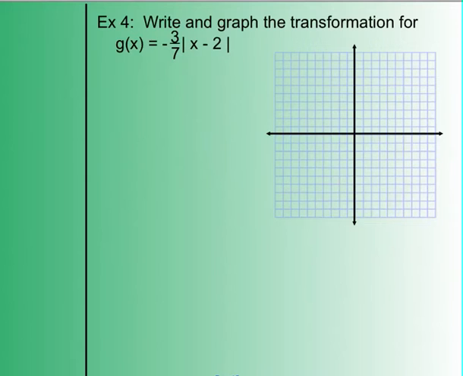and we have one last example. We're going to write in words what the transformation of the absolute value function is, looking at this equation, and then we will graph it. So I'm noticing outside the absolute value is a negative, so that is an x-axis reflection.